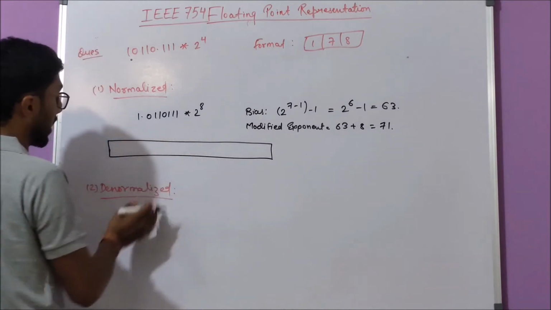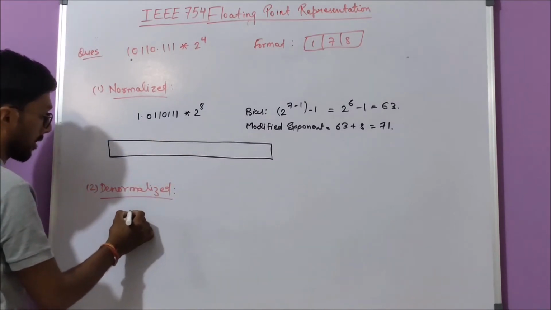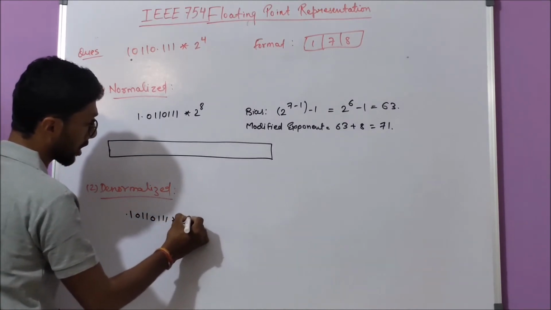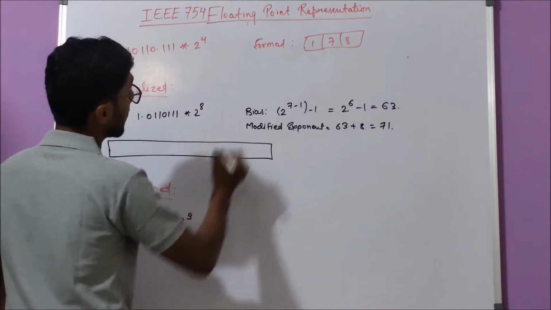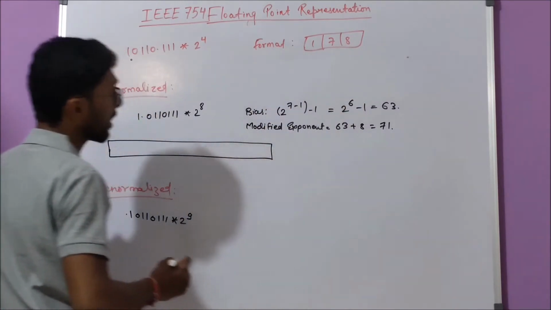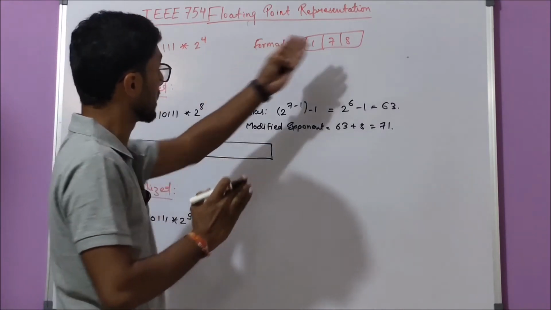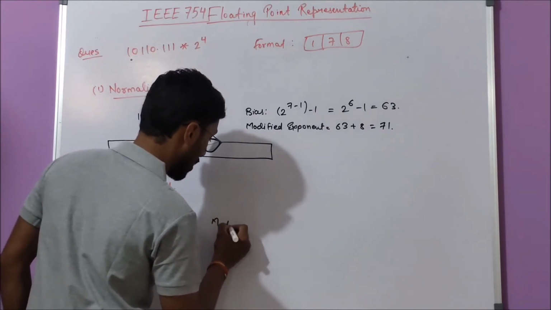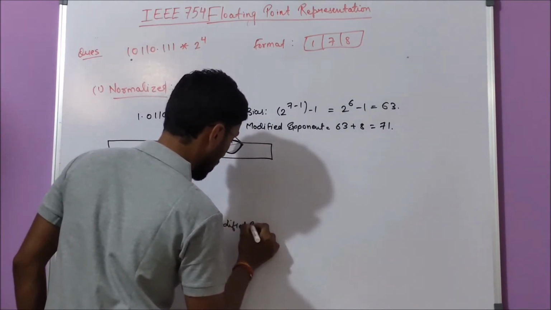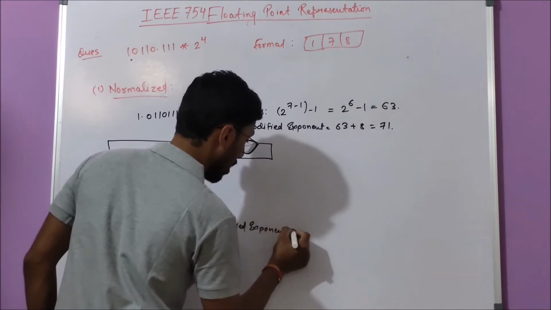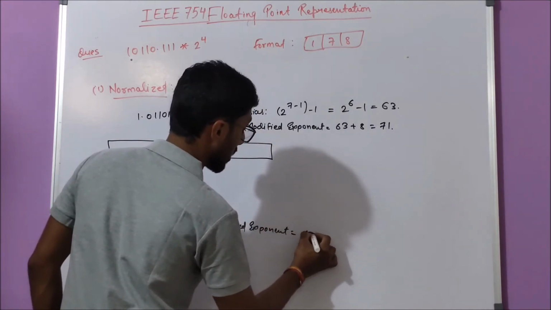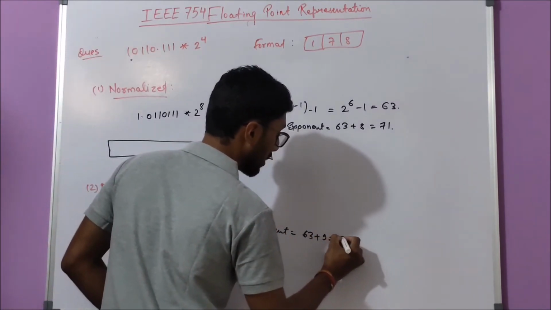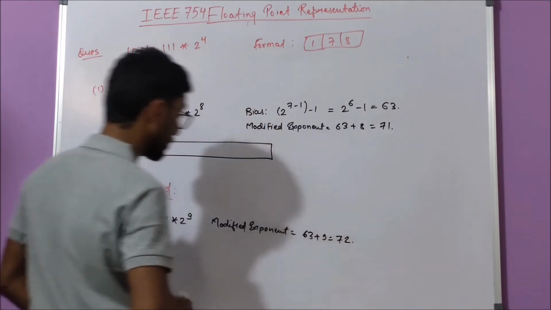Now the decimal point in denormalized form is before first one, so 0.10111 into 2 की power 9. Bias will be same because the representation is same, but the format, this is normalized and this is denormalized, so the bias will be same. So here modified exponent is 63 plus value of exponent 9, which is 72.